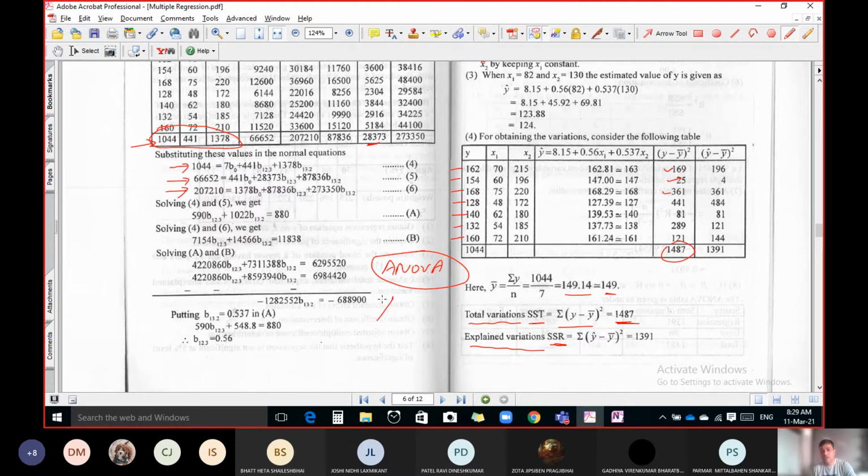In ANOVA, we have sum of square of columns, sum of square of rows, sum of square of error, then sum of square of total, means total sum of square, or you can write SST. So that is the terminology of analysis of variance. You know it very well, so we are not wasting our time to discuss that in detail. But here the formula is slightly changed compared to analysis of variance. Explain variation, SSR. How to calculate SSR?